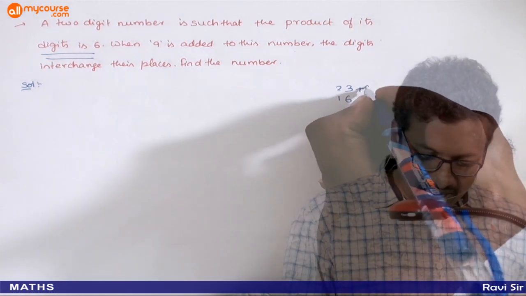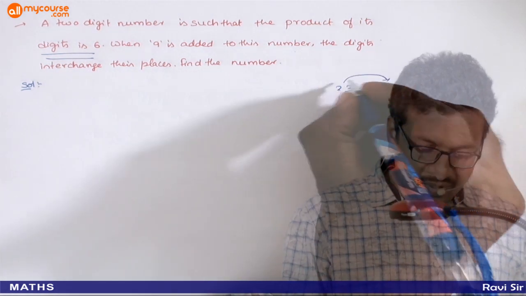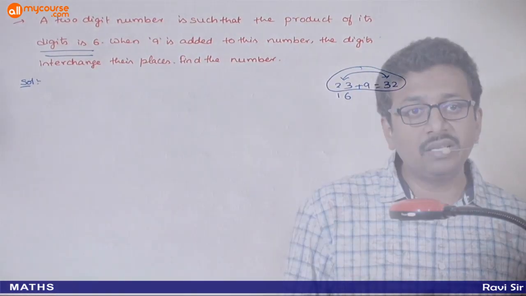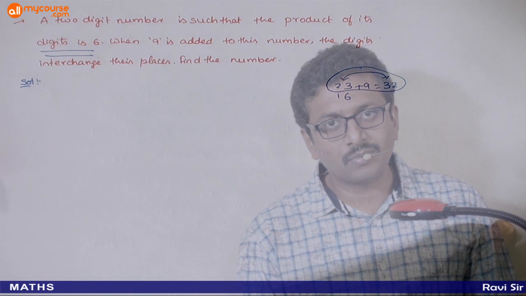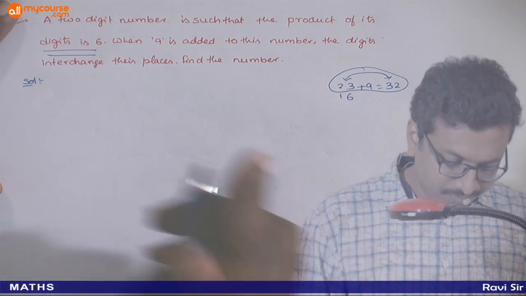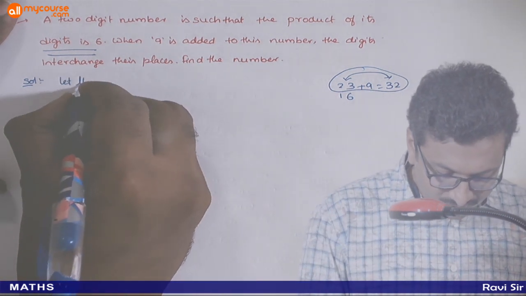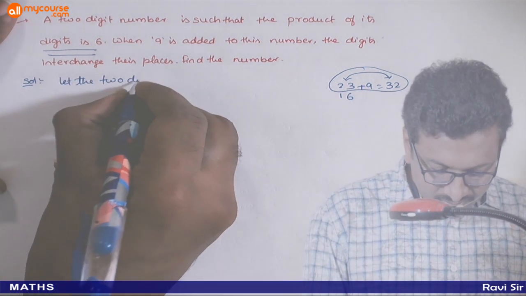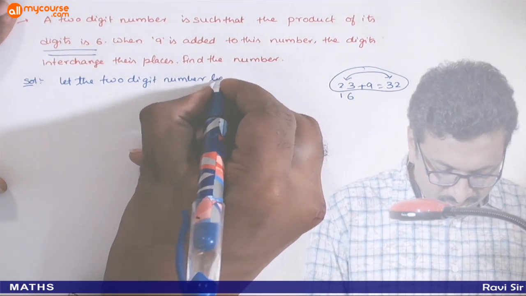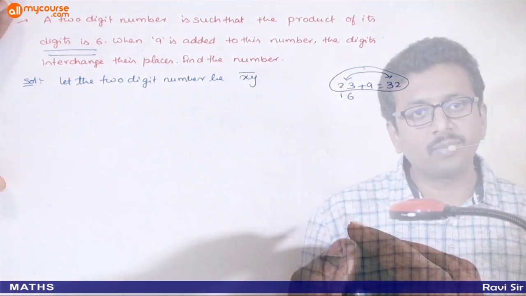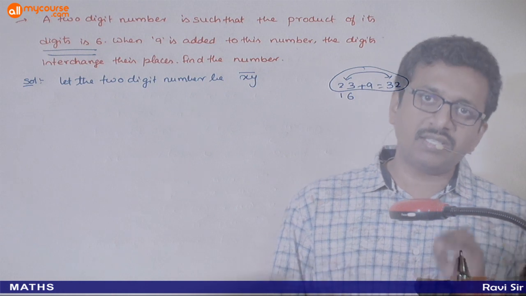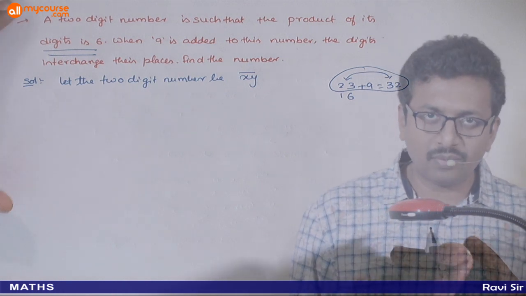So 23, if you add 9, it's becoming 32. The numbers are getting reversed. So our condition is satisfied. The required number is 23. Okay, but we'll derive it in a proper fashion. So let the 2-digit number be xy. xy का मतलब x into y नहीं. Let the number be xy, that is the tens digit is x, the units digit is y.